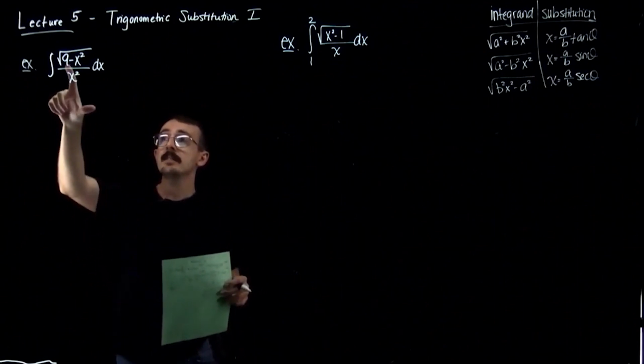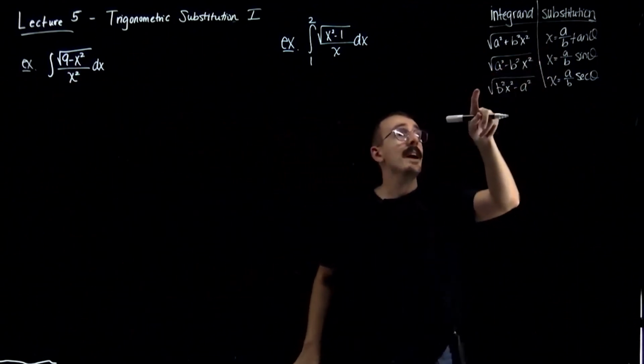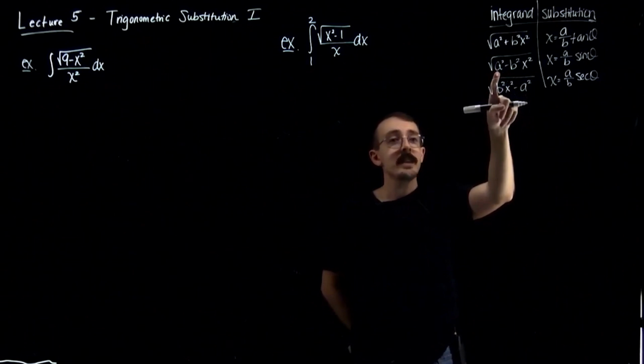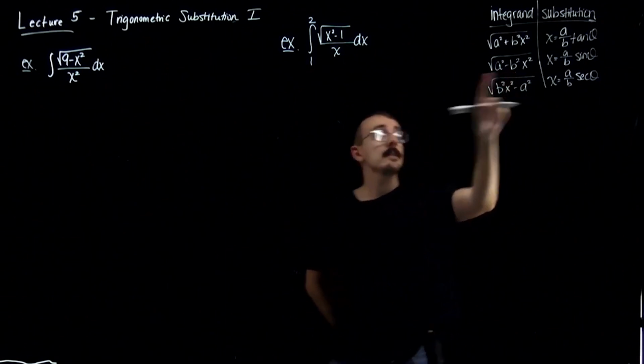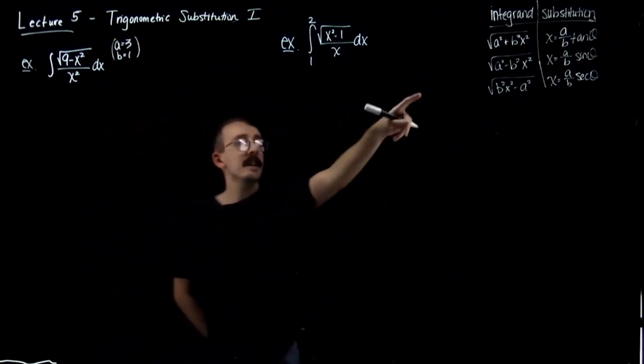Now if I have a constant squared minus x squared, I'm going to go to the table over here. That situation is right here. I have a minus symbol, and I have a is 3, and b is 1. So in this situation, I have a is 3, and b is 1. And I'm in the second case over there.